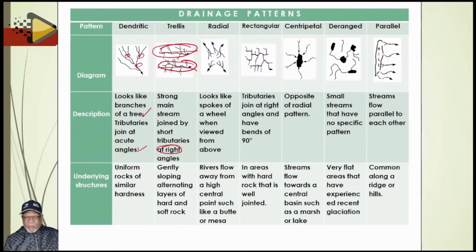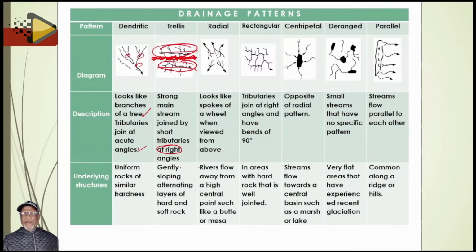And then where do you find these streams? You find them where there are gently sloping alternating layers of hard and soft rock. So here we have soft rock, that's why we have the streams. And here the surface is very hard and resistant, so there are no streams here. Soft rock is where you have streams, hard rock, no streams. So it's found where alternating soft rocks and hard rocks are found.